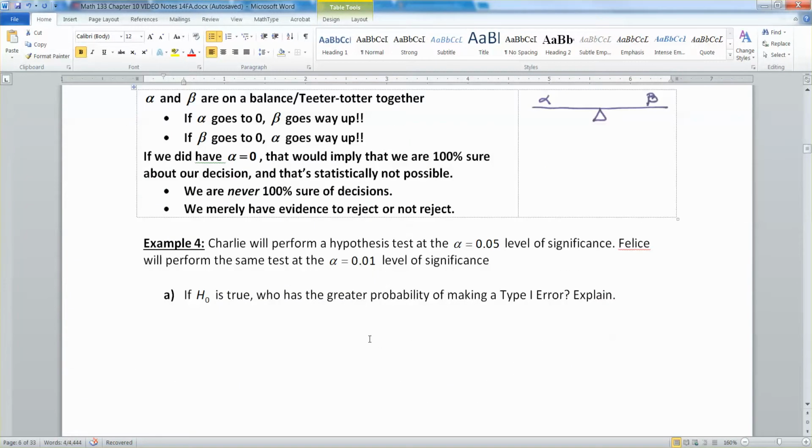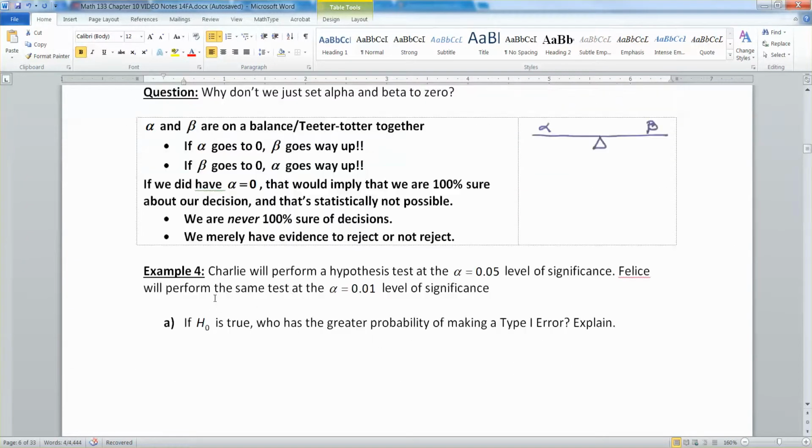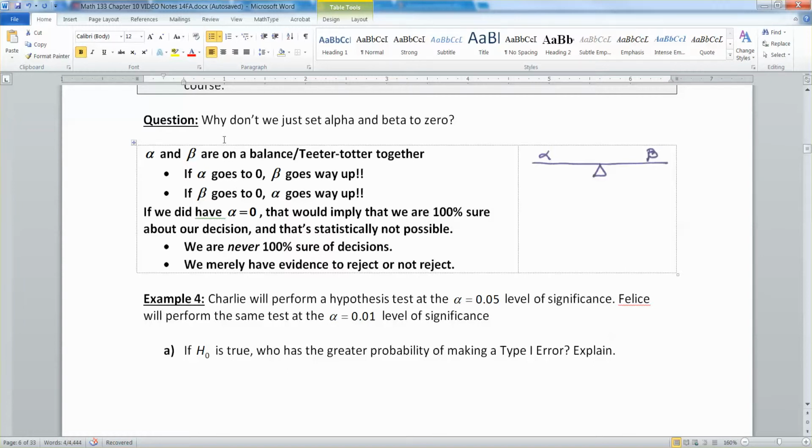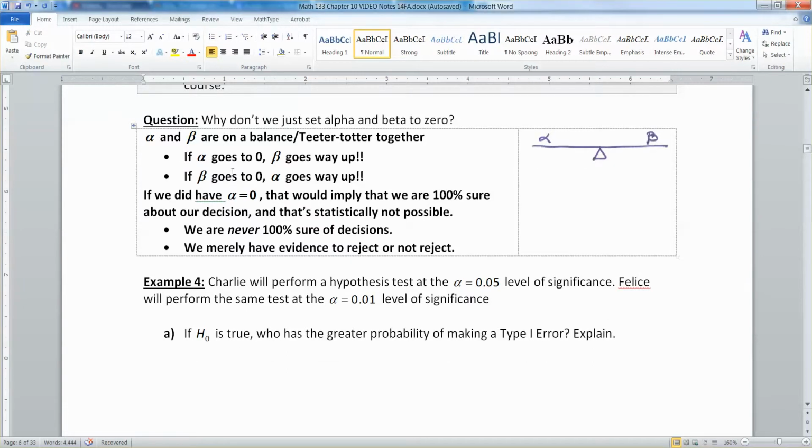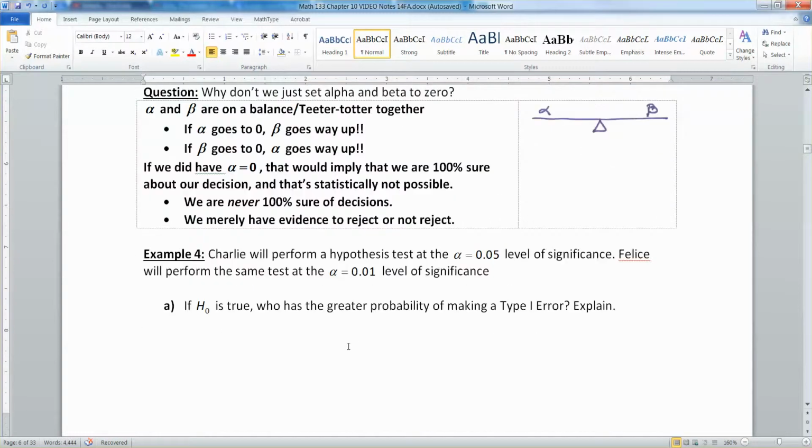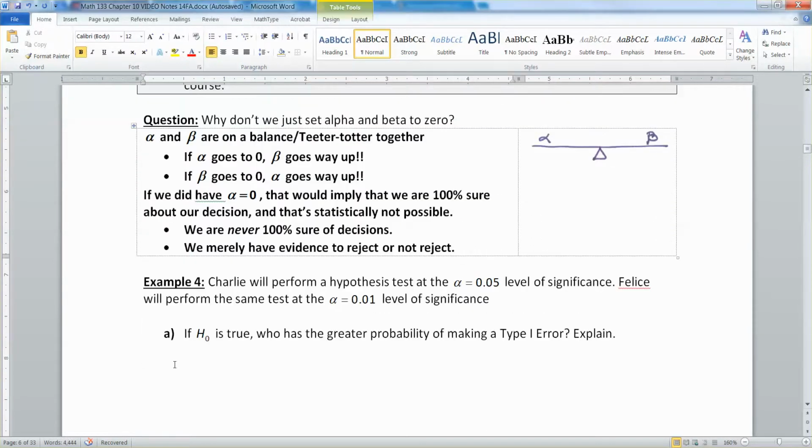Right, back here. Let's look at Charlie. So Charlie will perform a hypothesis test at the alpha equals 0.05 level of significance. Felice will perform the same test at the 0.01 level of significance. If H naught is true, who has the greater probability of making a type 1 error?